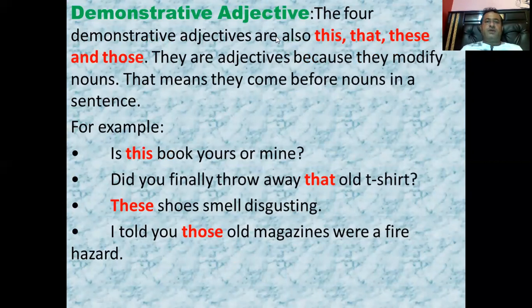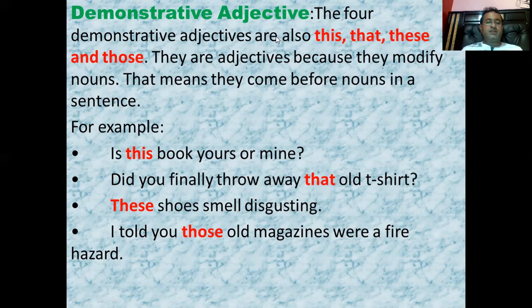Demonstrative adjectives. The four demonstrative adjectives we already discussed are this, that, those, and these. They are adjectives because they modify nouns. That means they come before nouns in a sentence. Now, for example, is this book yours or mine? Here, this comes with the noun.